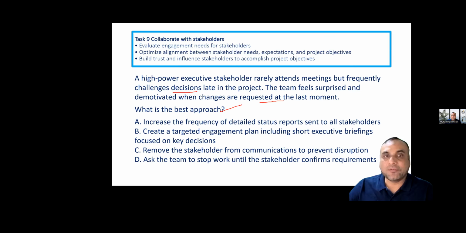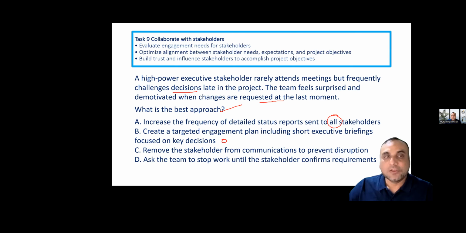Increase the frequency of detailed status reports sent to him. We have a problem with one, so why avoid the others? Create a targeted engagement plan, including short executive briefings focused on key decisions. That seems to be the better answer.